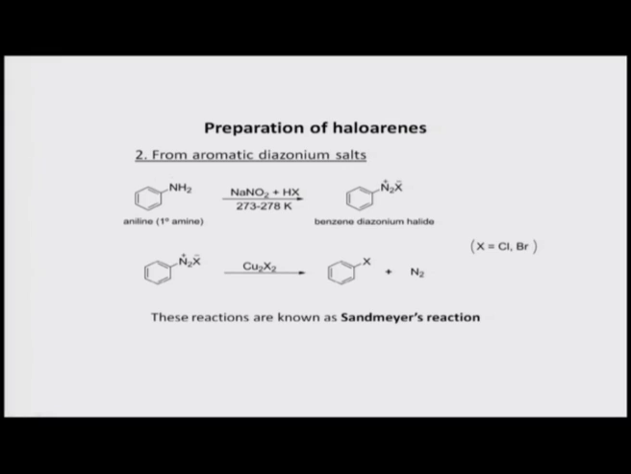So, the reaction starts from a primary amine. When a primary amino group NH2 is attached to benzene, it is called aniline. It is a primary amine, as you know, because nitrogen is attached only to one group, one aryl or alkyl group. Those are primary amines.